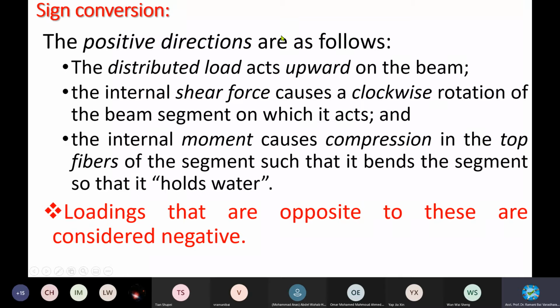Okay, next is the sign convention. The positive directions are as follows. The distributed load acts upward on the beam. The internal shear force causes clockwise rotation of the beam section on which it acts. The internal moment causes compression in the top fibers of the segment, such that it bends the segment so that it holds water. Loadings that are opposite to this are considered negative.